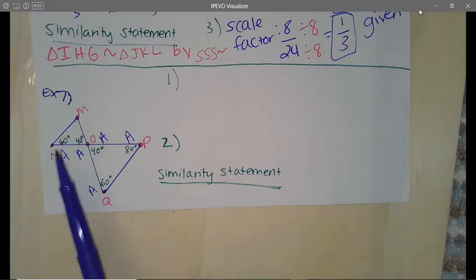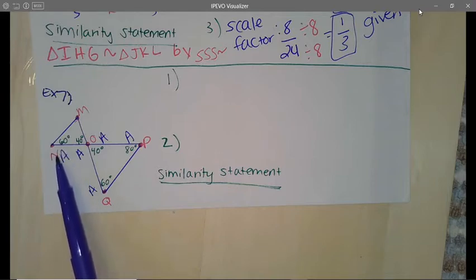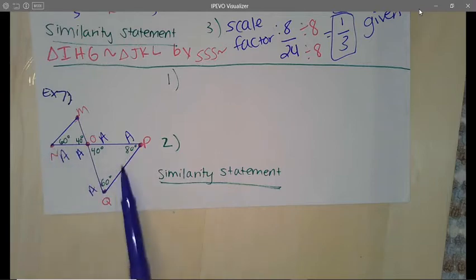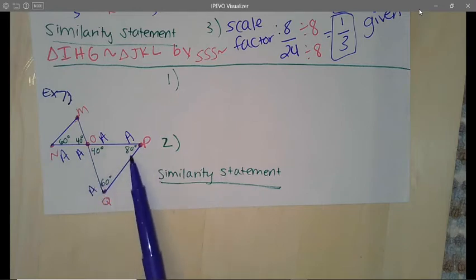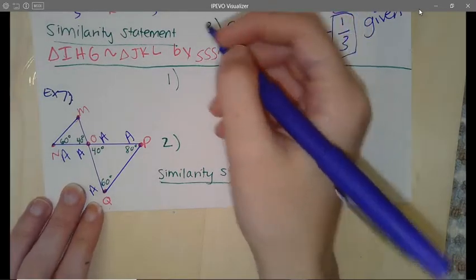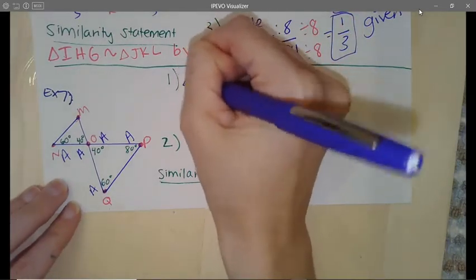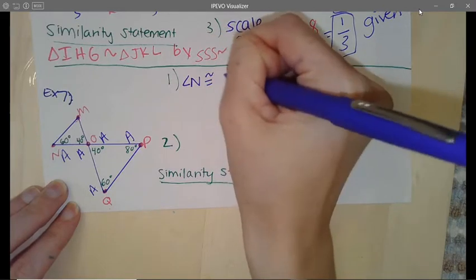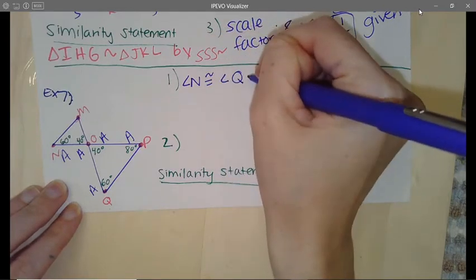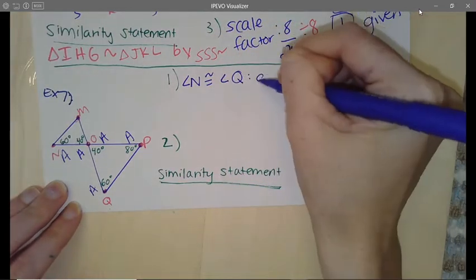Okay, so the first thing I'm given is that angle N is 60 degrees. Do you guys see an angle that is congruent to angle N in this triangle over here? Exactly, you guys. Angle Q is also 60 degrees. So I can say that angle N is congruent to angle Q. And again, I know that because it was given to me.